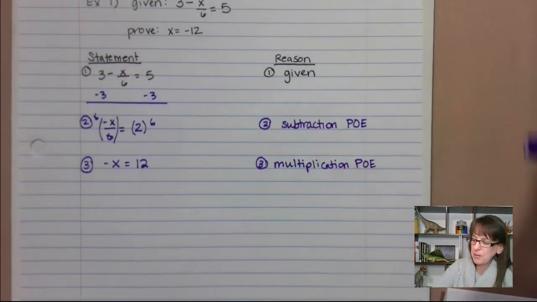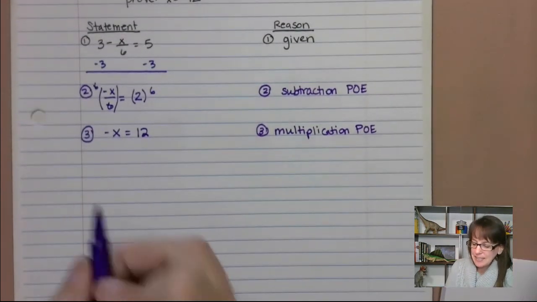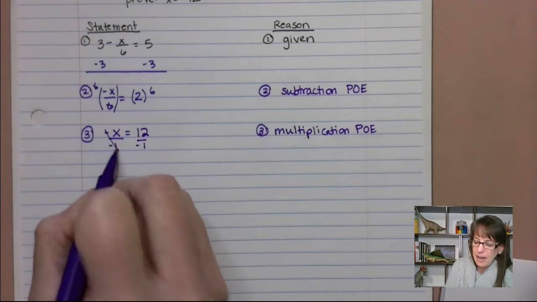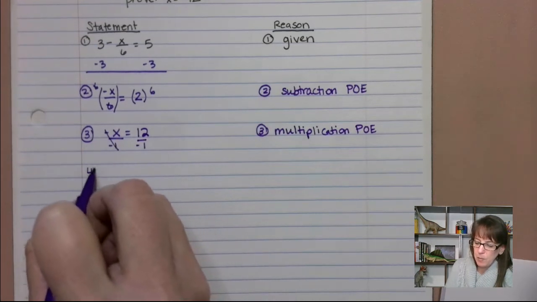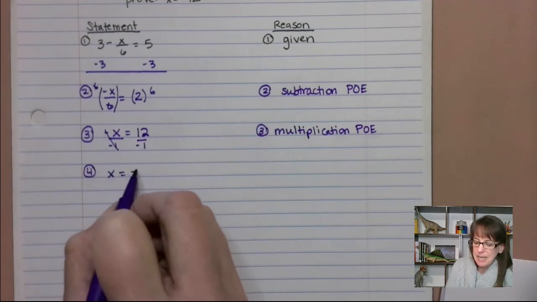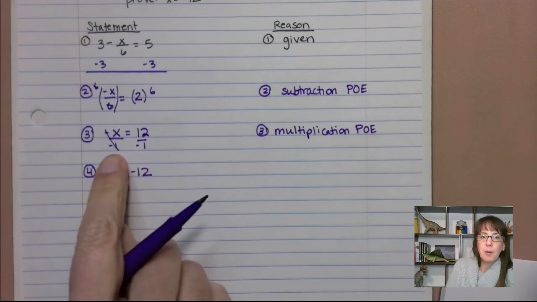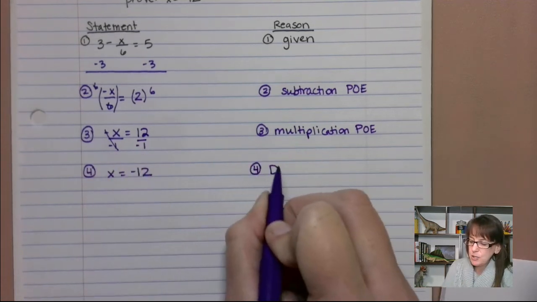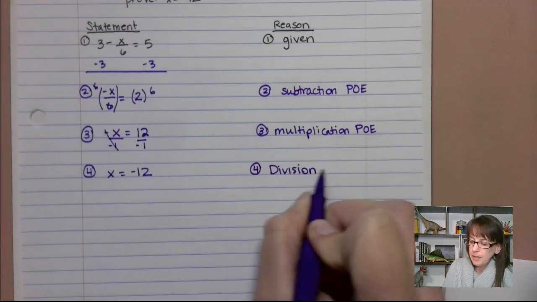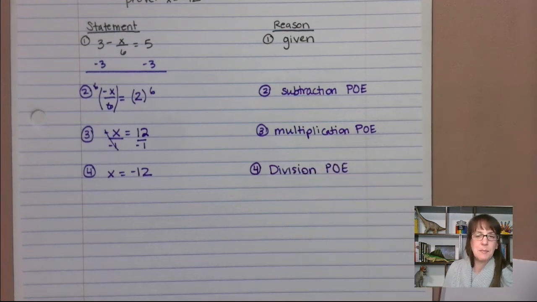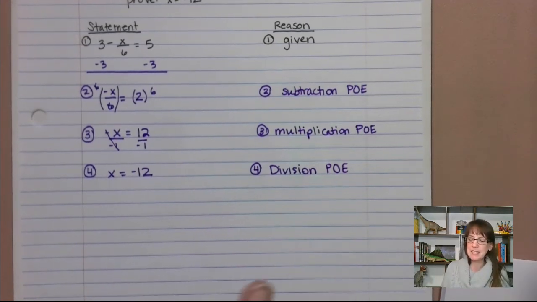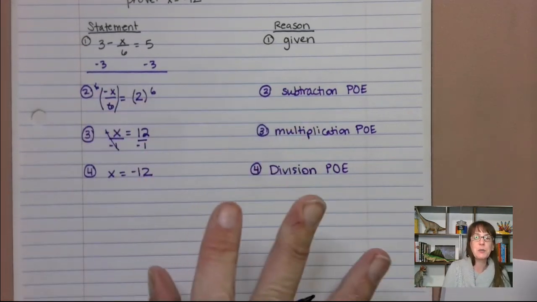Now for our fourth step here, our x is still not by itself. We want to divide both sides by negative 1. That will cancel out and we will end up with x equals negative 12. The property that allows us to divide on both sides is just the division property of equality. This time I didn't interrupt myself. All right, so that is our first two-column proof.